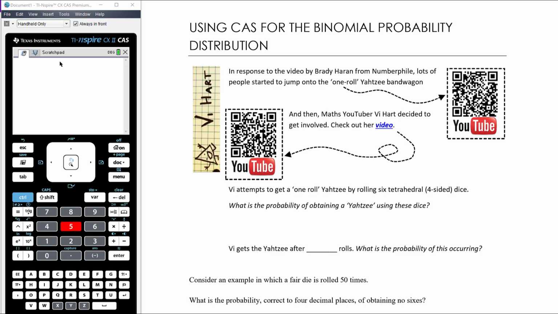She calculated some probabilities here, and she also recorded herself attempting to roll a one-roll Yahtzee using these dice. So we want to know, first of all, what's the probability of obtaining a one-roll Yahtzee using these dice? Again, the same logic we used at the end of the previous video. In her first roll, it doesn't matter what she rolls, so probability of 1. The second roll has to match the first roll. There's 4 sides to this die, so whatever number the first die displays, there's a 1 in 4 chance the second die displays the same number.